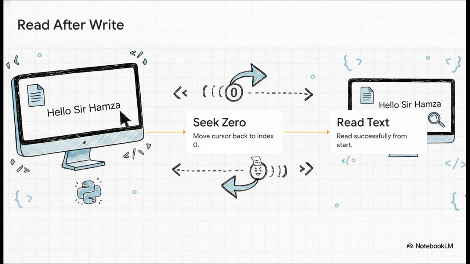So, say you open a file and write the phrase, "Hello, Sir Hamza." Your cursor gets stuck at the very end of that text. If you immediately try to run a read command, Python gives you absolutely nothing back because there's no text after the cursor. The fix? You have to use the seek(0) command. This teleports your cursor all the way back to index 0, the beginning of the file, allowing you to actually read what you just wrote.